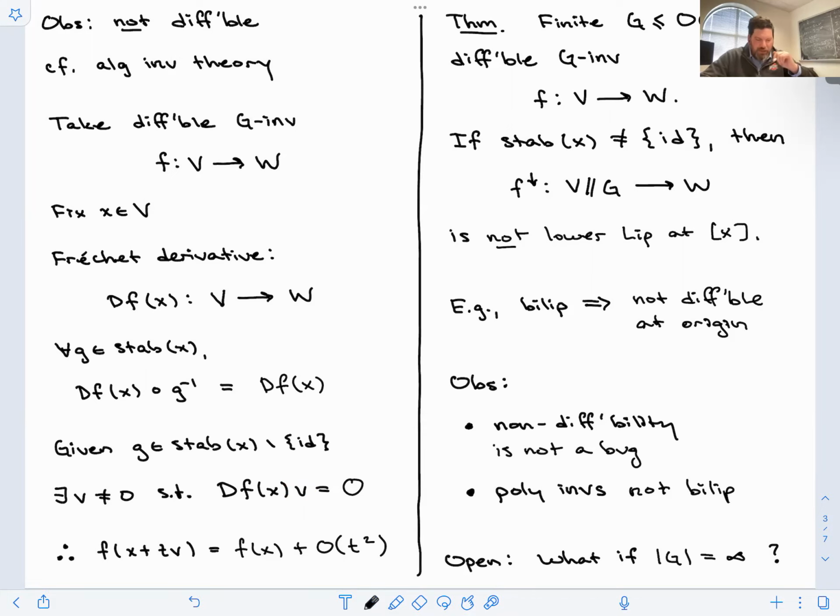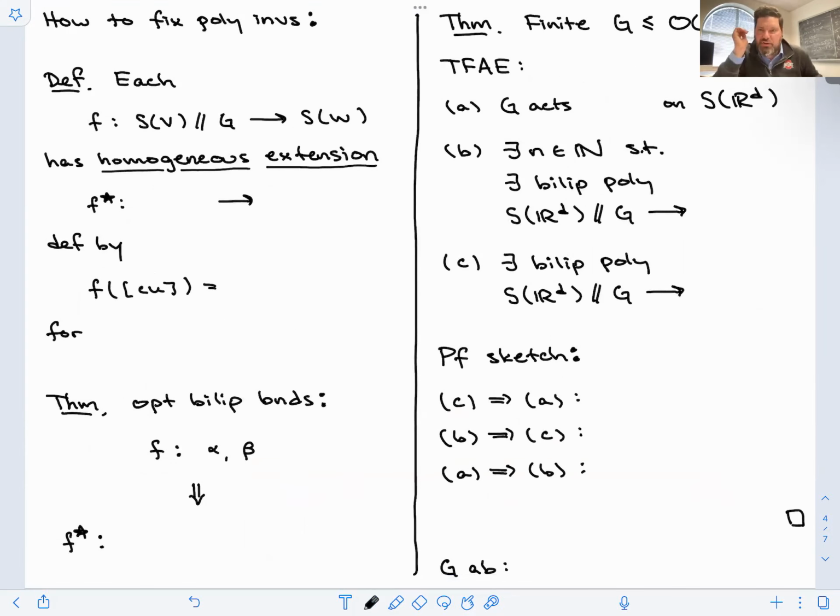Okay. So I just told you that polynomials are not well suited for our problem. It turns out there's a way to fix polynomial invariance. So not all is lost. So suppose I have a function defined not on the full space, but on the sphere in that space, okay? And I take the metric quotient with G, and it's mapping to the sphere of some other space. Once you have that, there's a notion of homogeneous extension you could have. It's the notion that you would independently invent if you had to.